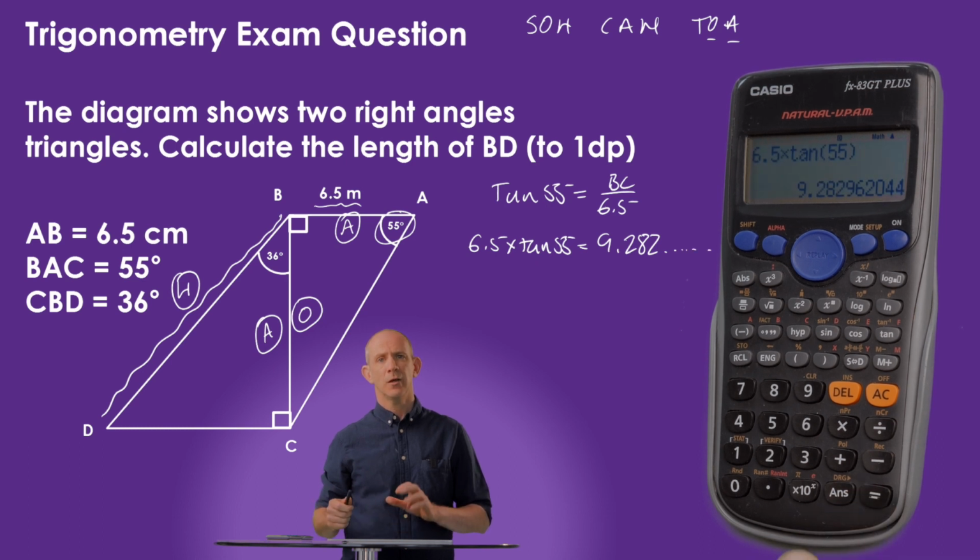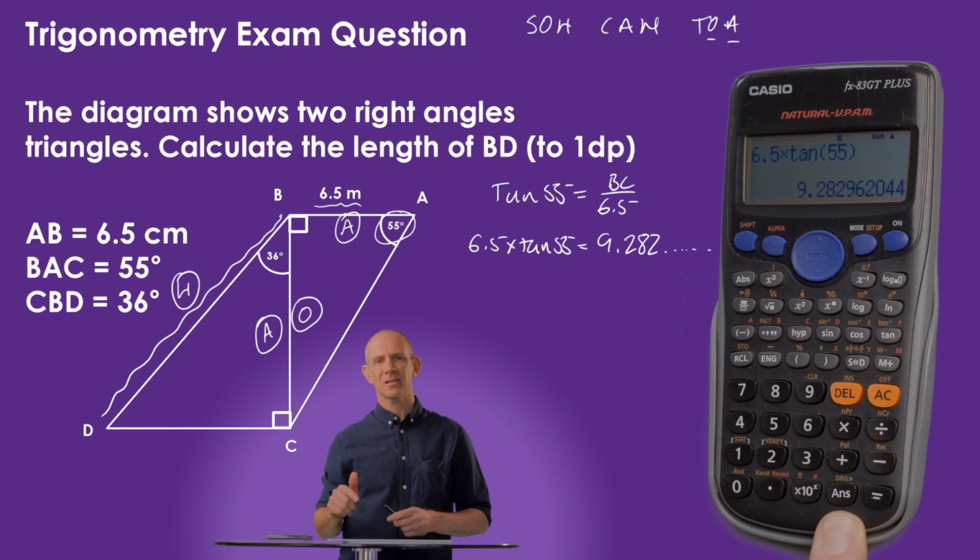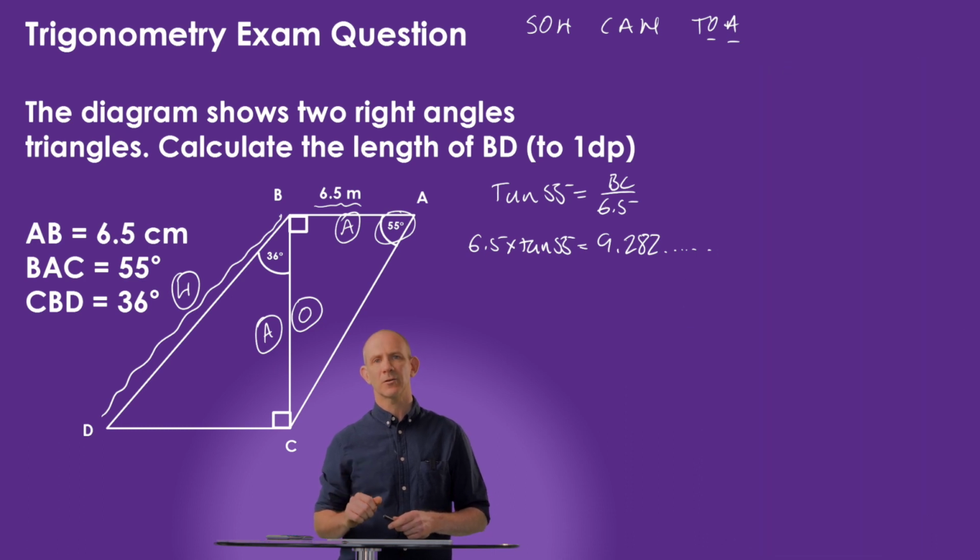9.282. A quick note here that if we want to use this number in the next stage, we should leave it on the calculator, as rounding part way through the calculation can cause accuracy issues. We can recall this number using the ANS button as long as we don't use the calculator in between.